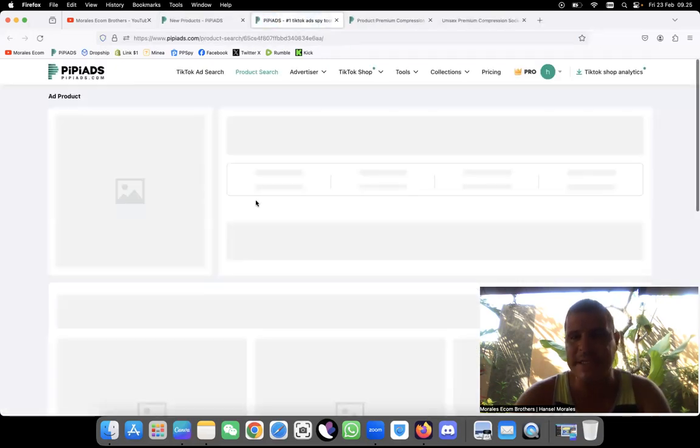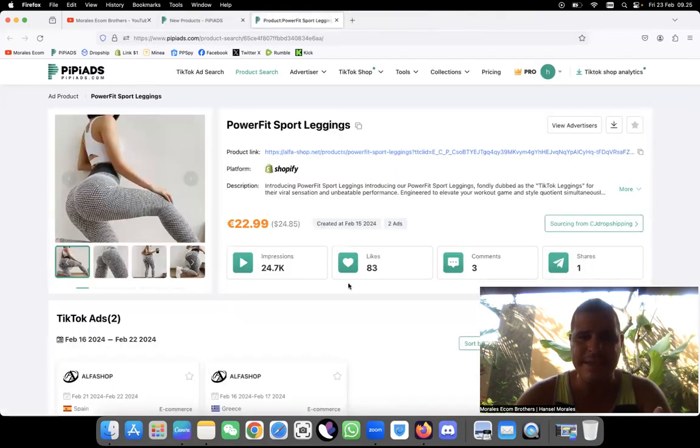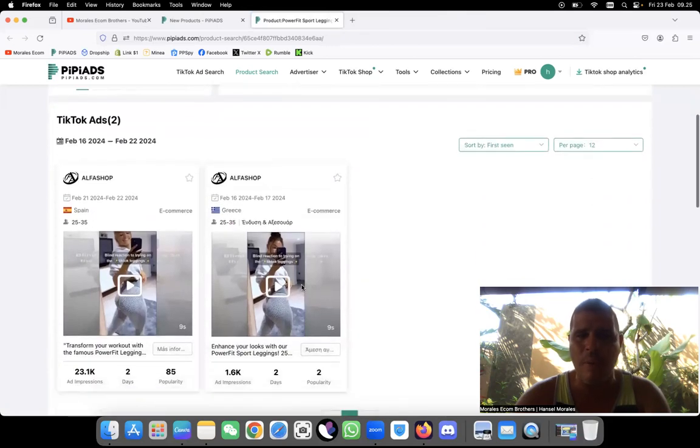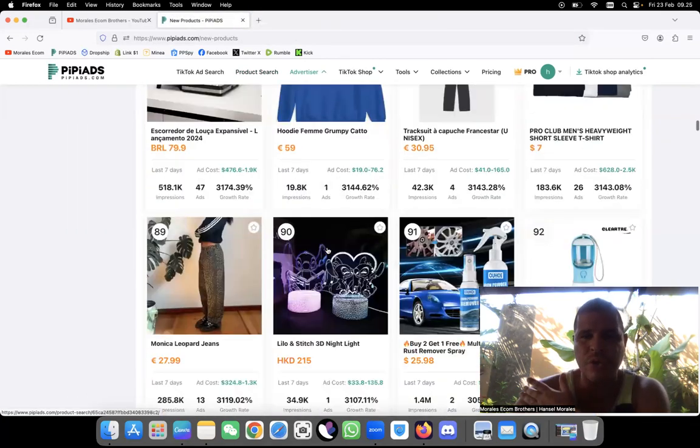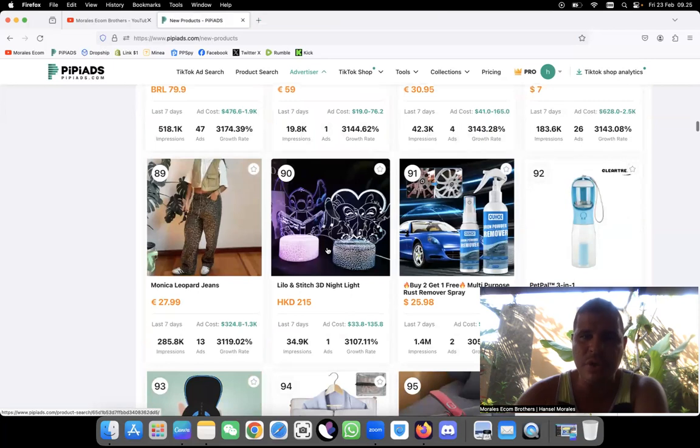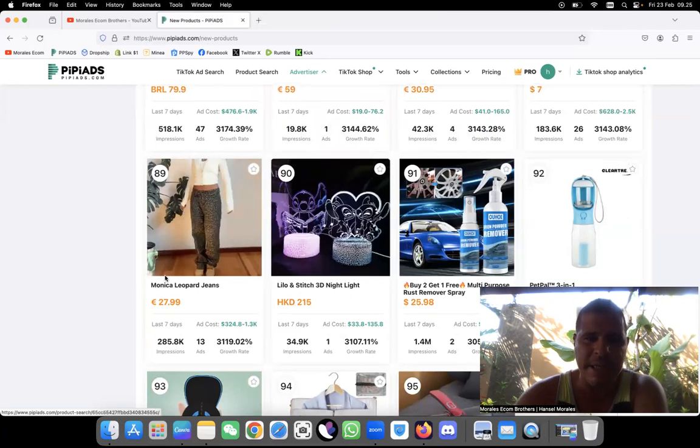Now, this Power Fit is far from being a new product. This is, again, a super old product. Again, some people are still making money with this kind of product. For some reason, they come up with new ideas, but I wouldn't choose that product to sell. If I was you, I would try to find something completely different.